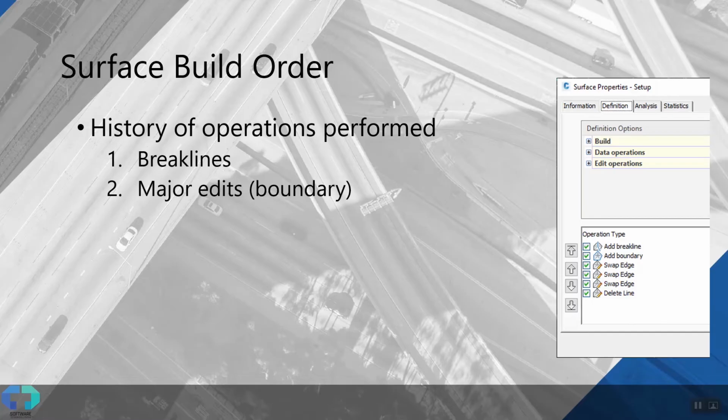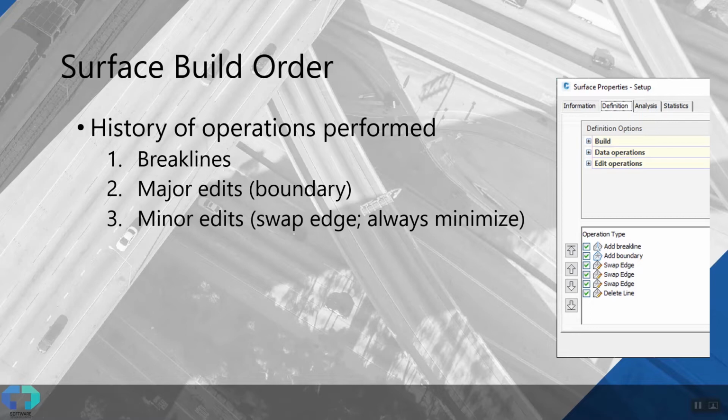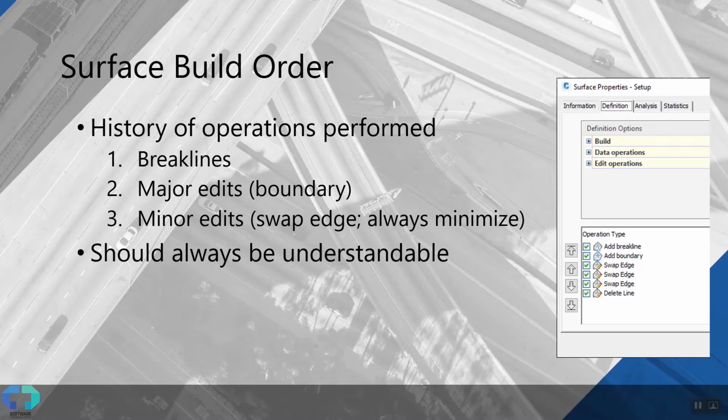You should always start with break lines. Then go to major edits. I would call those things like height boundaries and outer boundaries. Then we look at minor edits, and we always try to minimize these, but this would be like swapping edges or deleting lines, those kinds of little things. And this list over here should always be understandable. I should be able to open my surface and understand the operations I've done.